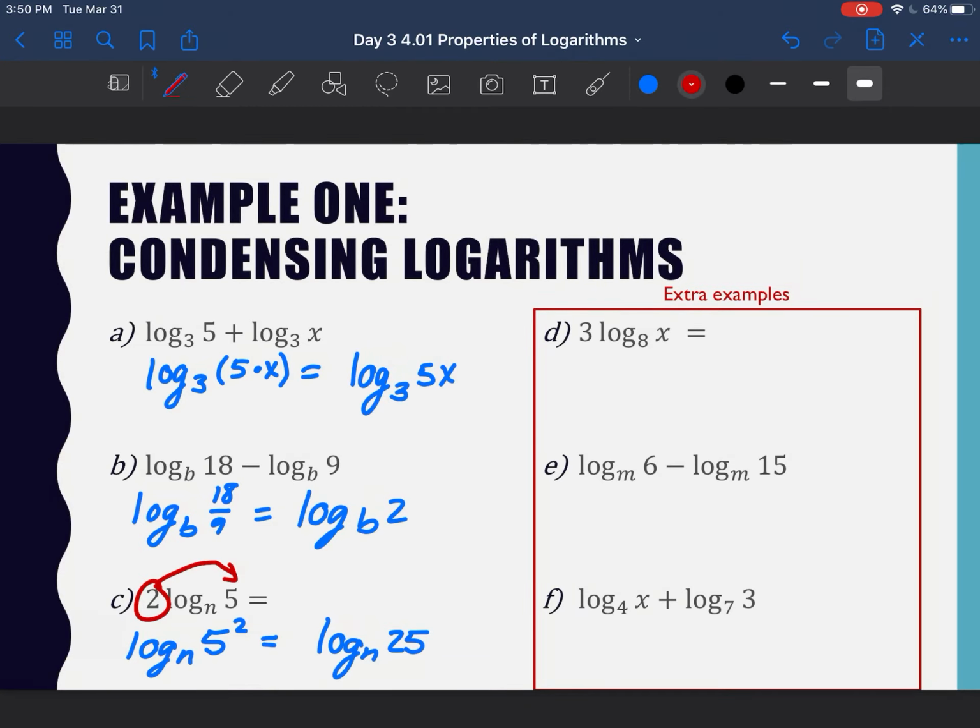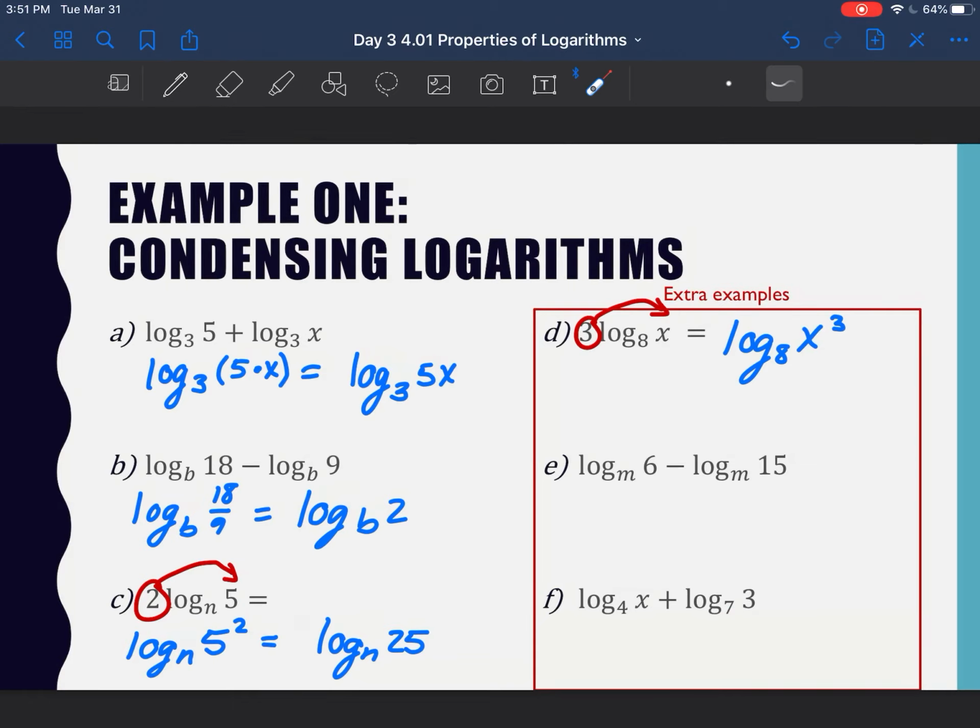So for example D, you have the 3 there. That's going to come back and be the exponent for this x. So then the problem's going to look like log 8 of x to the third power, or x cubed. Now you can't do x to the third power because that's a variable, so that's as simple as that one's going to get. The next one, again, keeping in mind that they have to have the same bases before you can combine them.